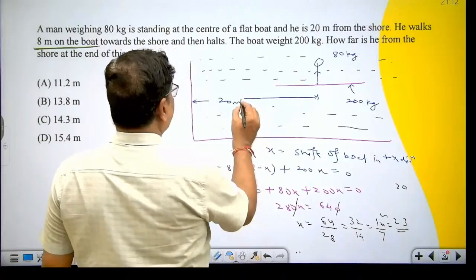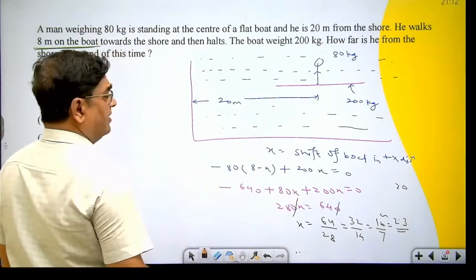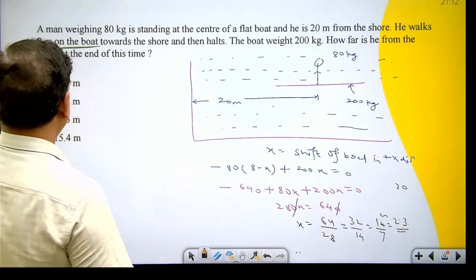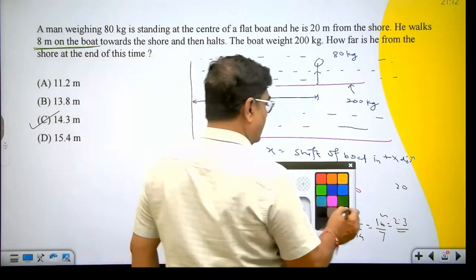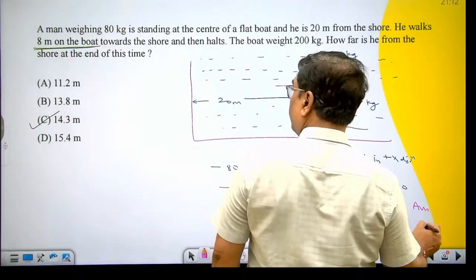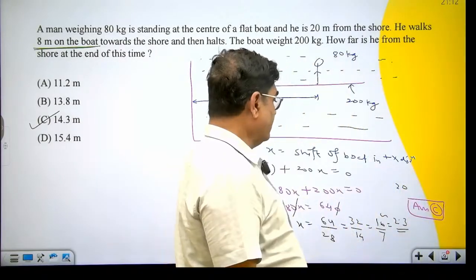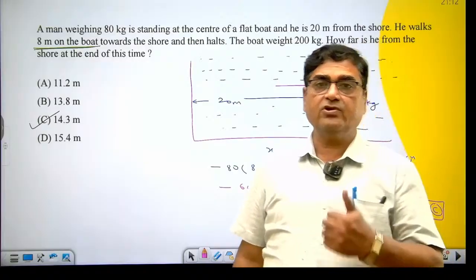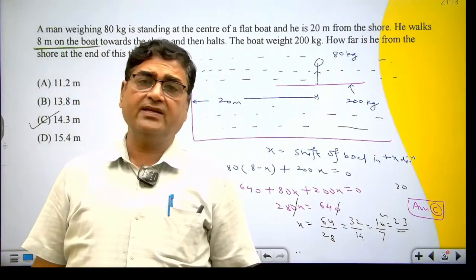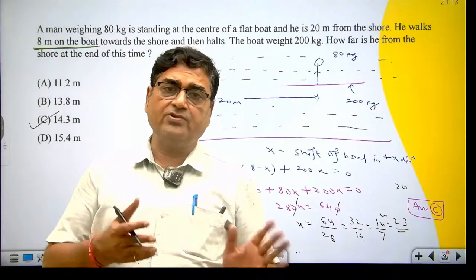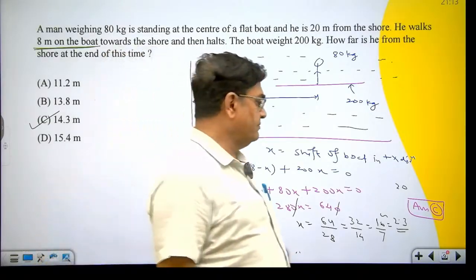So what is this position? He has shifted by 8 meters, so 12 plus 2.3, so the answer will be 14.3 meter. So dear student, the answer to the question is option C, because the boat has shifted by a distance of 2.3 meter in the forward direction, okay? So 12 meter plus 2.3 meter is equal to 14.3 meter, okay?